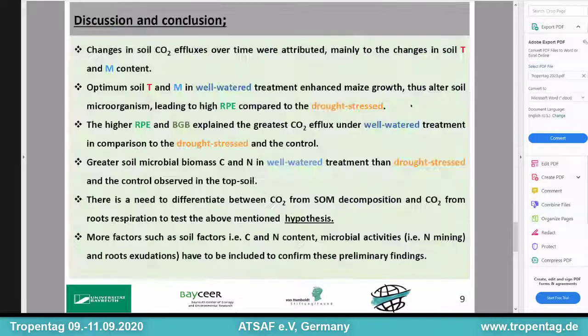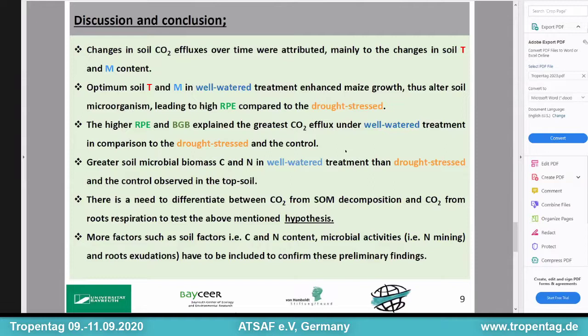The higher rhizosphere priming effect in the well-watered treatments is defeating the hypothesis that drought stress increases the rhizosphere priming effect. However, we are not sure yet, because I think there are more things that need to be done to clarify the conclusion, and this is specifically about the root exudations and also separating the CO2 source. Probably in the well-watered treatments, most of the CO2 emission is coming from the roots, not from the organic matter decomposition.